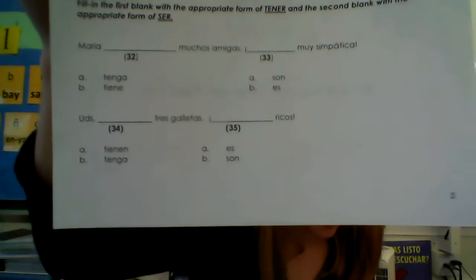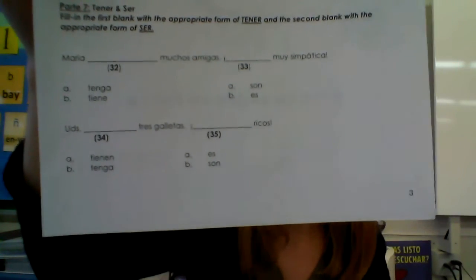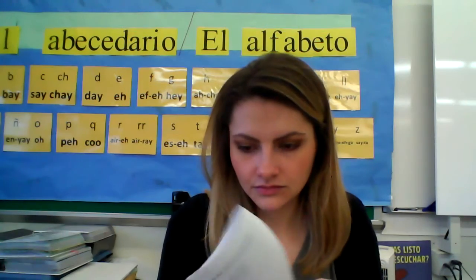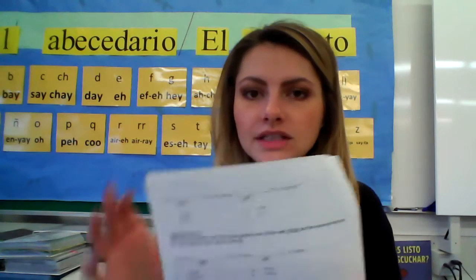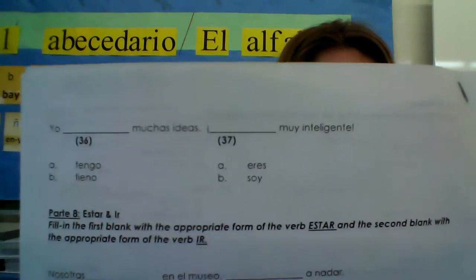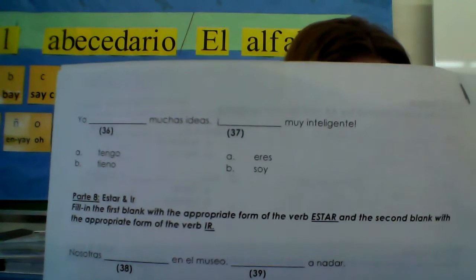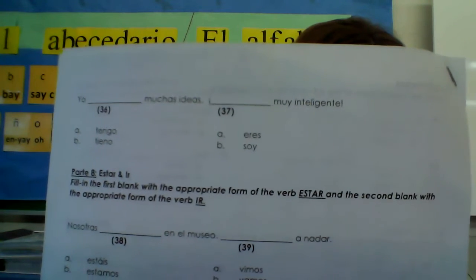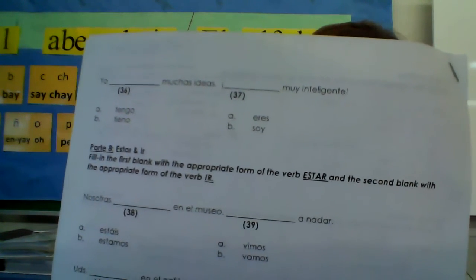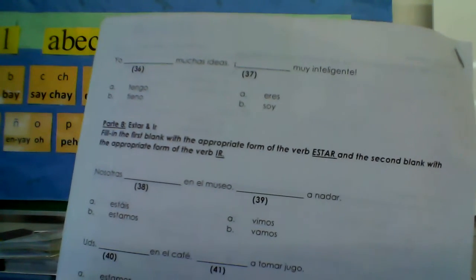Now you're going to flip the page over for numbers 36 and 37. You're on the back page of your midterm now. Number 36, it says, yo blank muchas ideas. So would you say yo tengo muchas ideas or yo tieno muchas ideas? So for 36, you're choosing A for tengo to match with yo or B for tieno to match with yo.